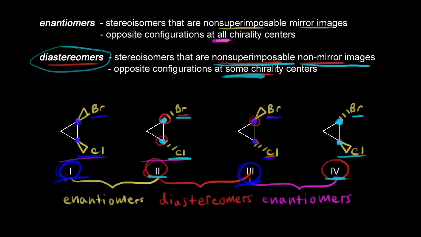And the same thing if you're thinking about 1 and 4. Those would also be diastereomers of each other.